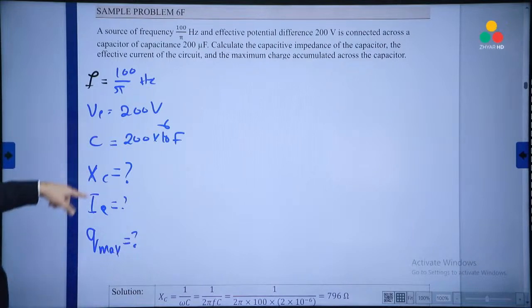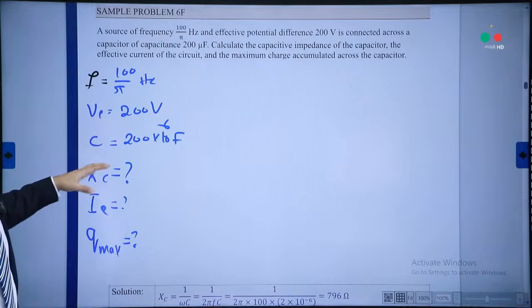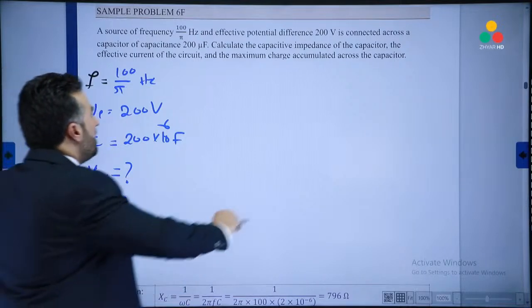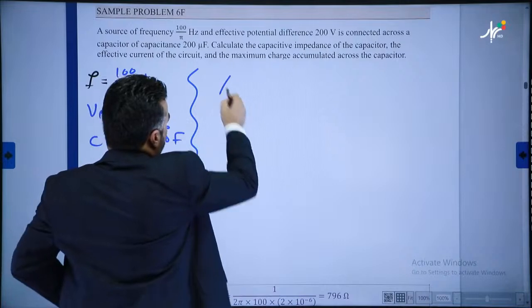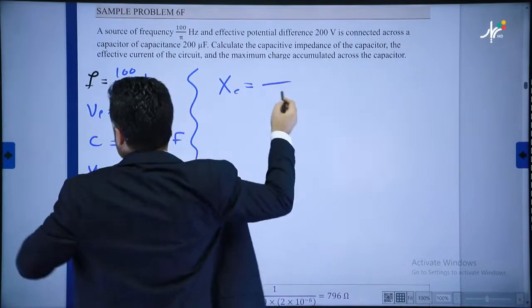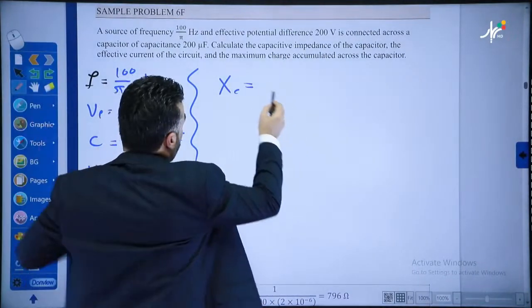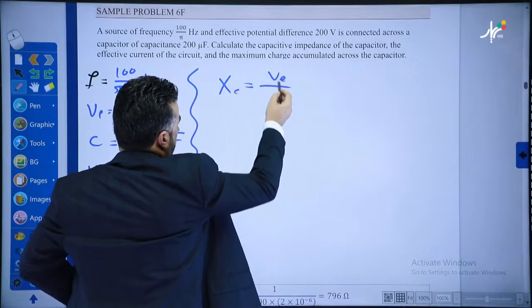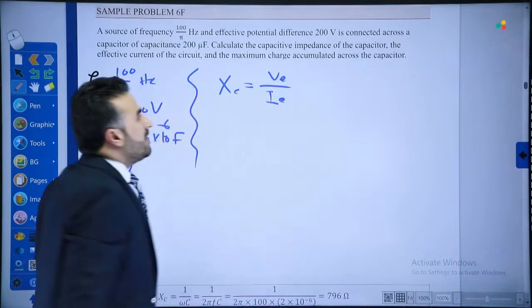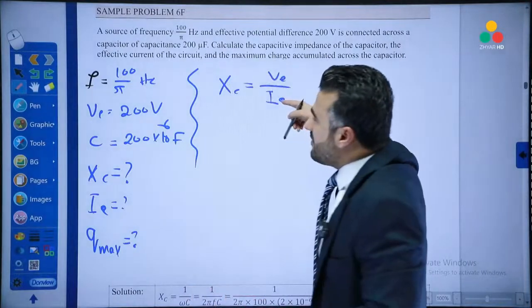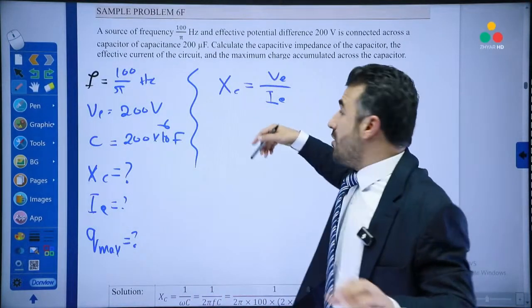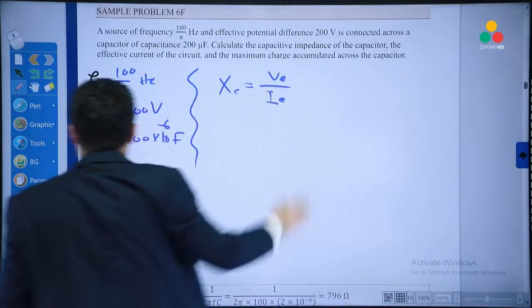So let's start with the first one here. How do we find XC, guys? Listen, as long as they're asking you to find XC, one of the easiest ways is using Ohm's law. And of course we will say XC is equal to V effective over I effective. That is one of the methods that we have. I do have V effective, but do I have the current at this point? The answer is no.